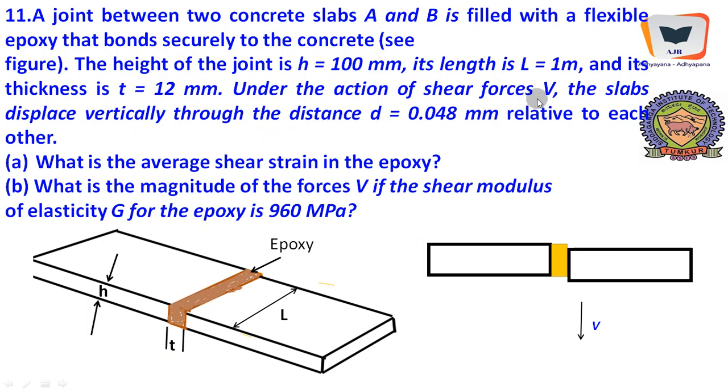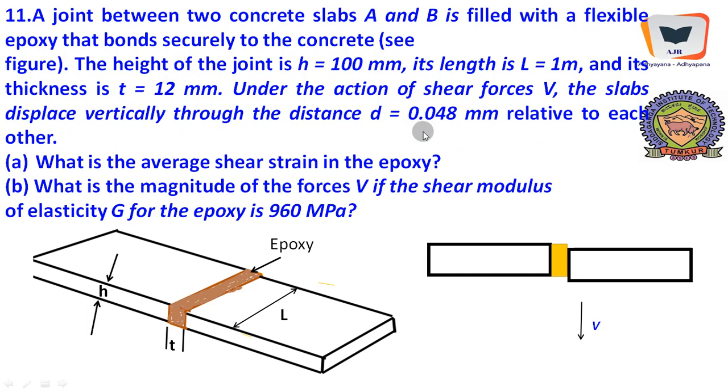Under the action of shear forces V, the slabs displace vertically. Okay, if it moves horizontally, it's going to compress the epoxy. On the other hand, if it moves vertically, it's going to induce shear stress in epoxy. It moves vertically through a distance of 0.048. This is the dislocation.